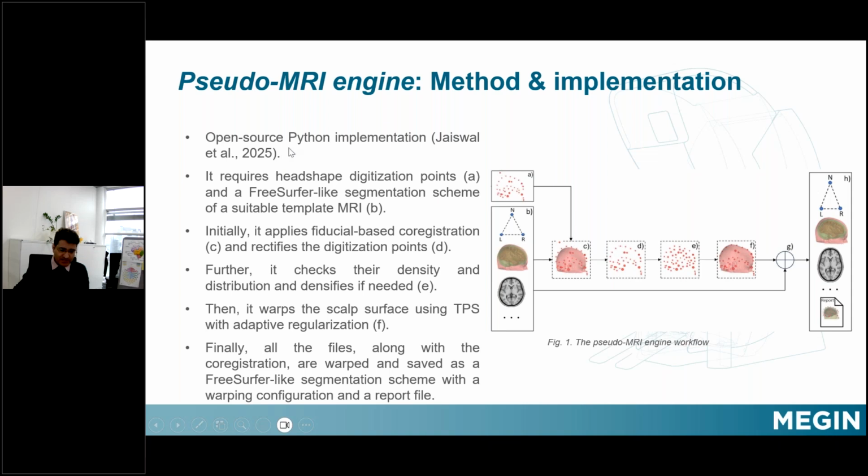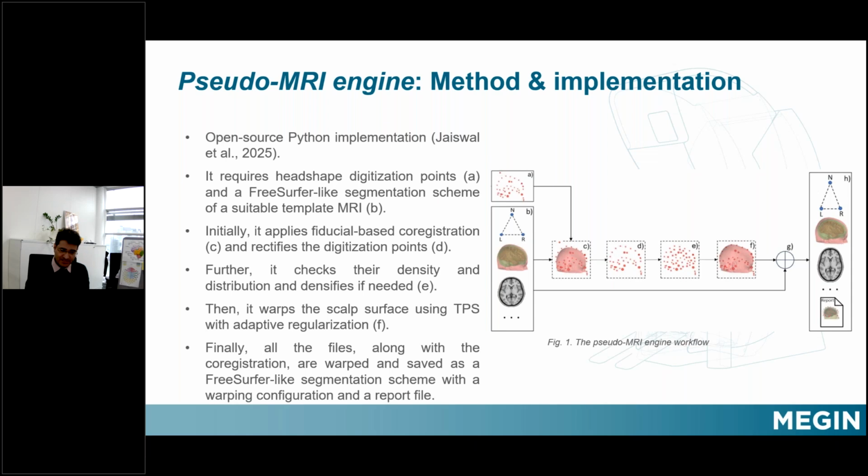First of all, it's an open source Python implementation, so there is no MATLAB dependency or other software dependency. Of course, for template preparation, once you need FreeSurfer, but then for using it, you don't require FreeSurfer. For example, with this package, there is a GitHub page where we have provided a ready-to-use template, basically. So that is FreeSurfer segmented already.